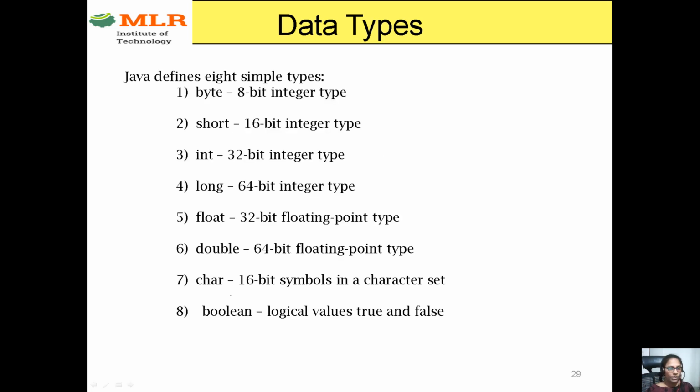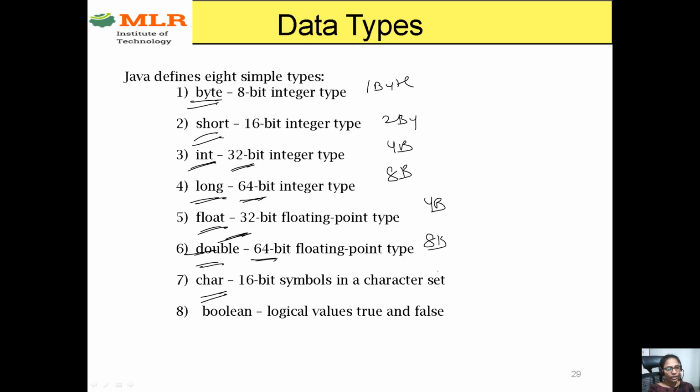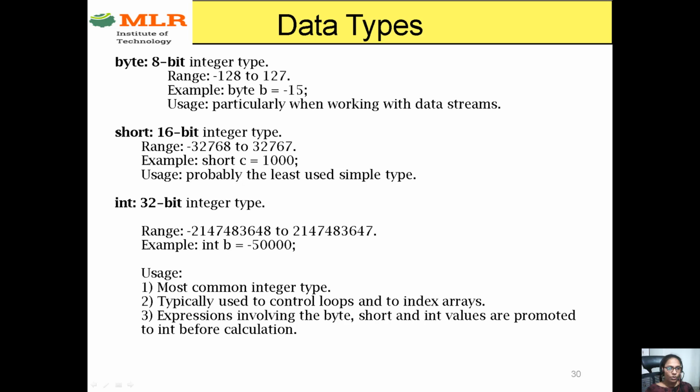Now we will discuss the sizes and ranges of those different data types. As we discussed, byte has 1 byte, that is 8 bits, short has 2 bytes, that is 16 bits, and integer is 4 bytes, that is 32 bits, long is 8 bytes, that is 64 bits, and float is again 4 bytes which occupies 32 bits, double is 8 bytes, that is 64 bits, and char, as we discussed, takes 2 bytes, that is 16-bit symbols, and boolean has only 2 values, that is either true or false. Now I am coming to ranges.